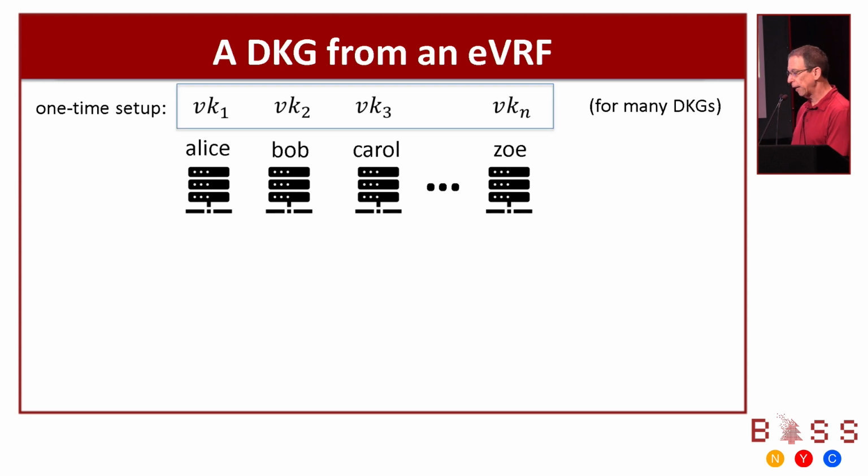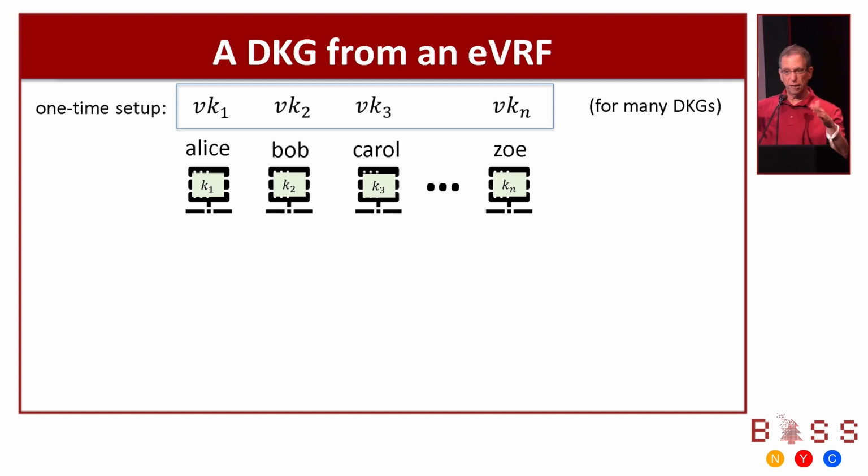First of all, we're going to make every party generate an eVRF public key. Every party will commit to VK1, VK2, VK3, and so on, and they do that at the beginning of time. This is a one-time setup. They never have to do this again. And of course, internally, they have the corresponding secret key for the eVRF.